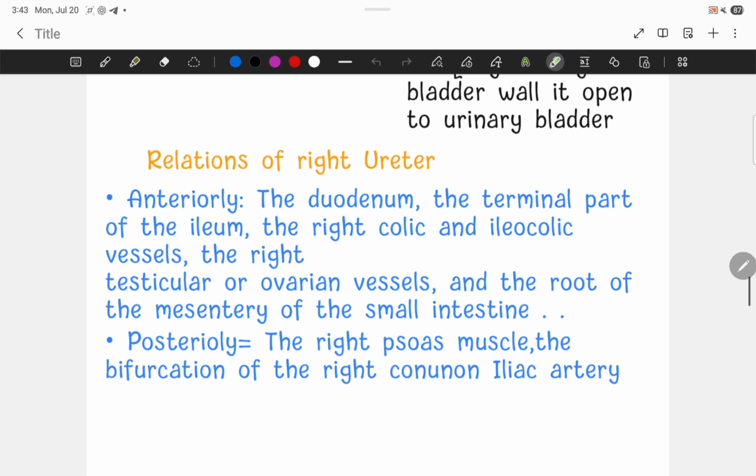So we talk about the relations of the right ureter. Anteriorly: the duodenum, the terminal part of the ileum, the right colic and ileocolic vessels, the right testicular or ovarian vessels, testicular in male, ovarian in female, and the root of the mesentery of the small intestine. Posteriorly: the right psoas muscle and the bifurcation of the right common iliac artery.